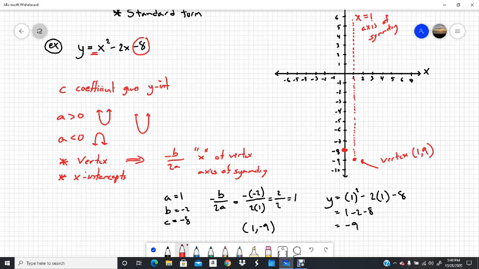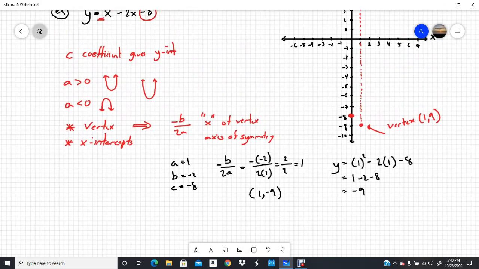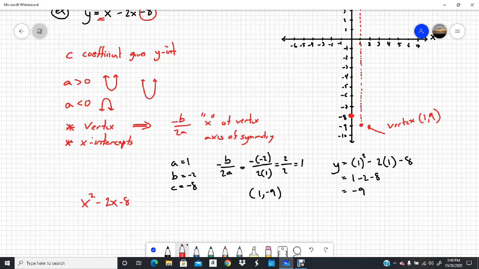Now we're going to find the x-intercepts. You can use the factoring method, the AC method. You can use the quadratic formula, or you can use completing the square to figure out where it's going to pass. Let's do the factoring method. Copying the equation, x squared minus 2x minus 8.